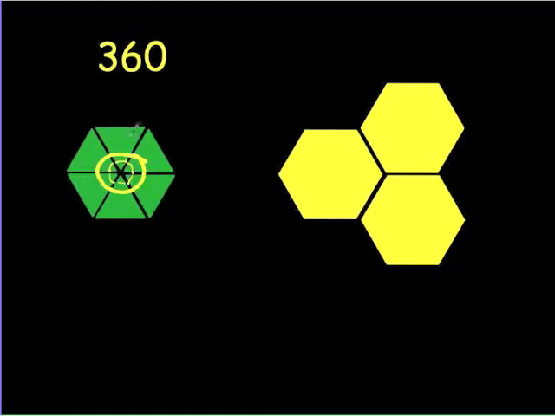Using the circle, we know the circle is 360 degrees, and we know that there are 6 triangle corners that are together. So for this, we could just take 360 divided by 6, which equals 60. So we know that 360 degrees divided into 6 groups would be 60 degrees for each. So the measure of the angle of this triangle is 60 degrees.